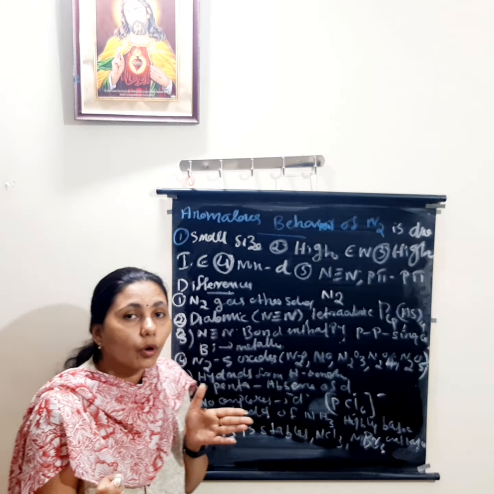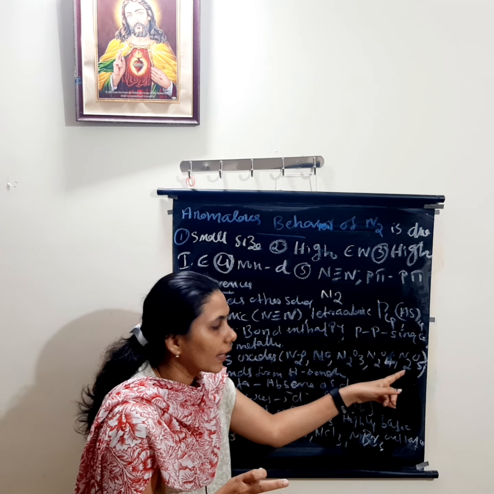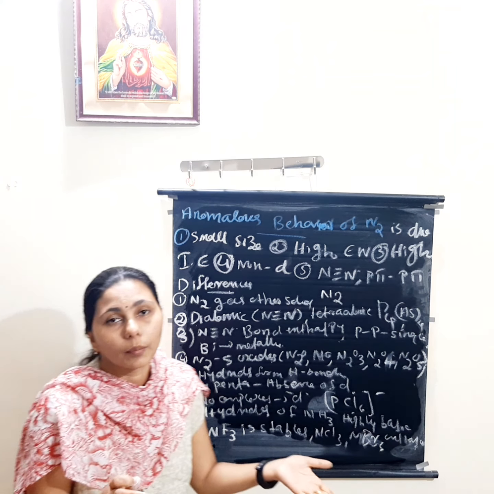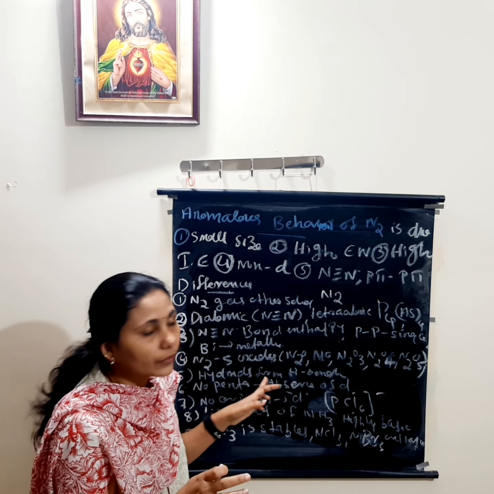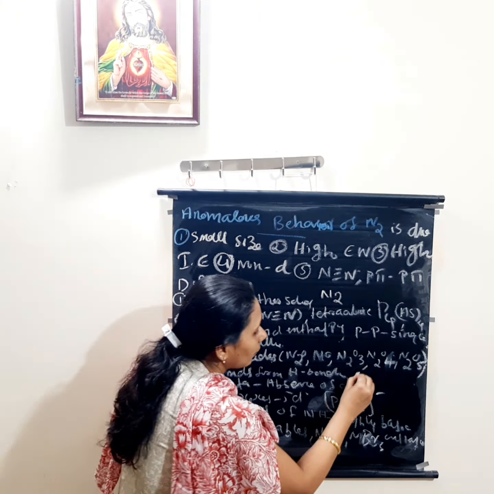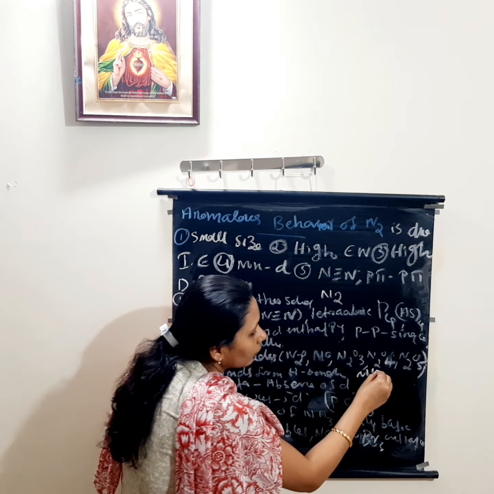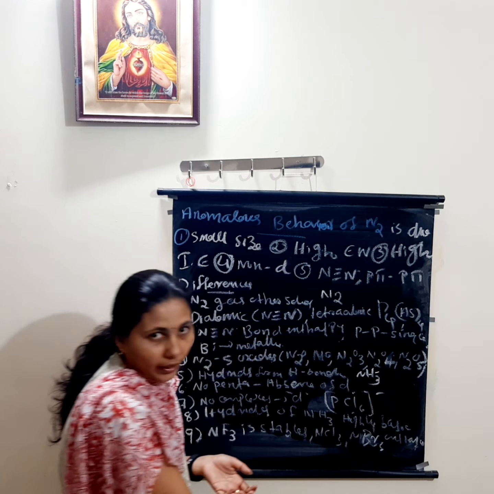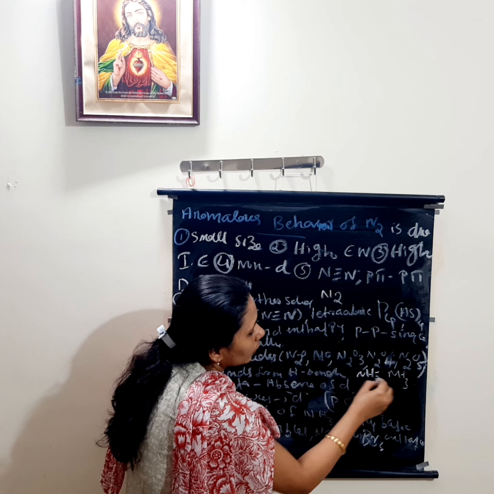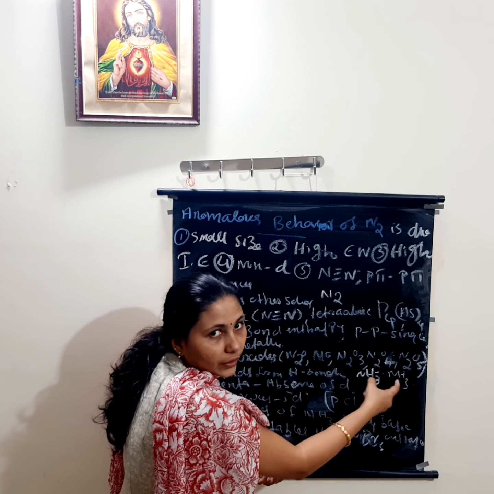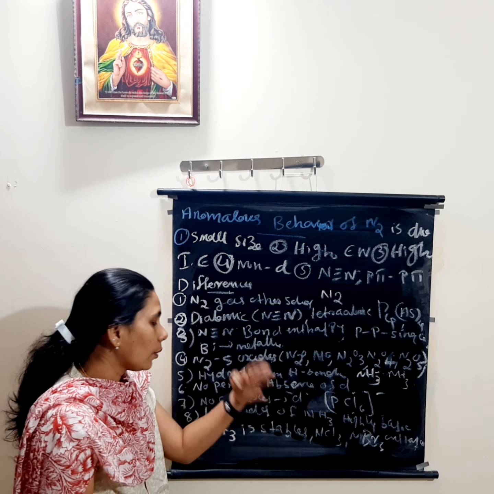Then nitrogen can form how many oxides? 5 oxides: N2O, NO, N2O3, N2O4, N2O5. But the other members form a maximum of 2 oxides. Then hydrides of nitrogen form hydrogen bonding. For example, NH3 is a hydride of which one? Ammonia is a hydride of nitrogen. It has the ability to form hydrogen bonding. Hydrogen bonding means this nitrogen of one NH3 can form a bond with the hydrogen of the next NH3 molecule. You know that. So the hydrides of nitrogen form hydrogen bonding.